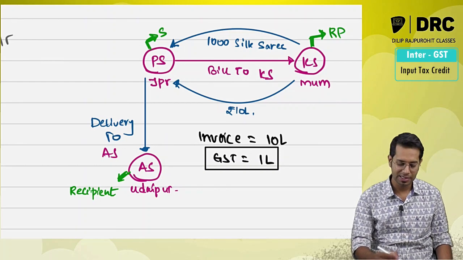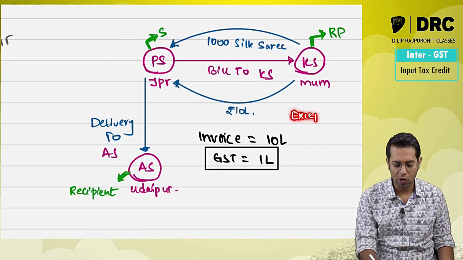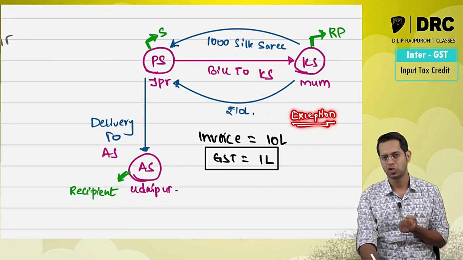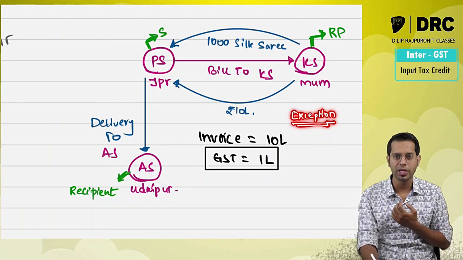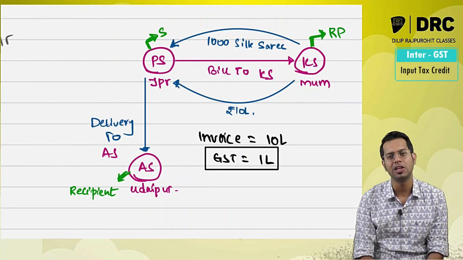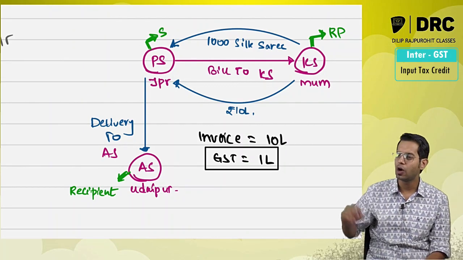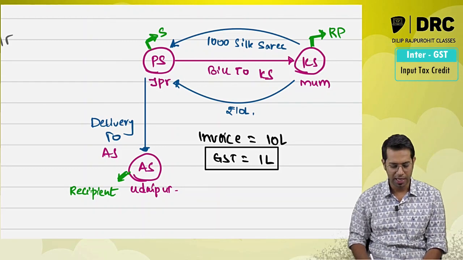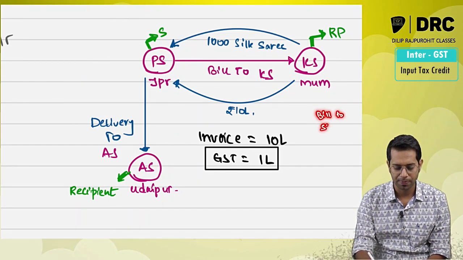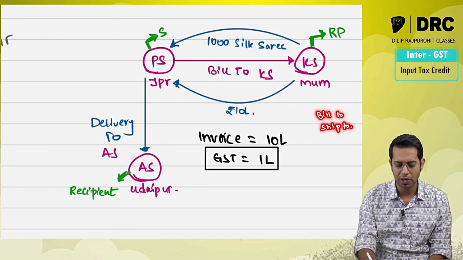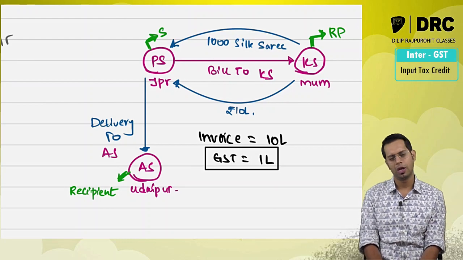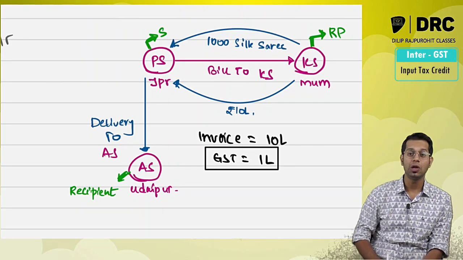Now for this there is an exception. See, normally the registered person should have possession of tax invoice, he should have actually received the goods or services. So if the registered person wants to take input tax credit, then he should have actually received the goods or services. However, there is an exception for this. In short, I call it the bill to ship to concept. So what is this exception? What is this bill to ship to concept all about?